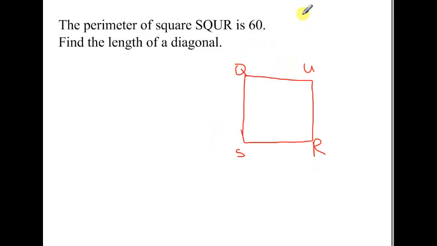Well, let's take that 60, let's just chop it up, 60 and divide it by 4. Why am I dividing by 4? You know, all these sides are the same. I'm just going to figure out what one of them is. So 60 divided by 4 gives me 15 on each side. Let's put that in our picture.